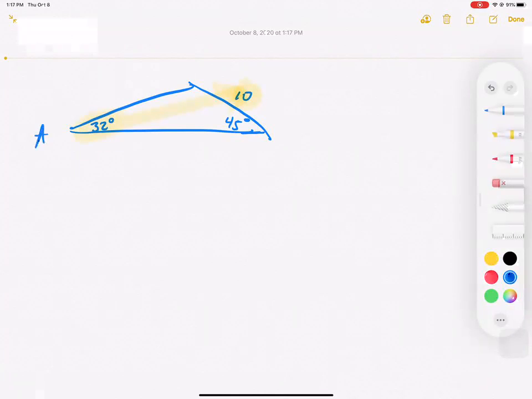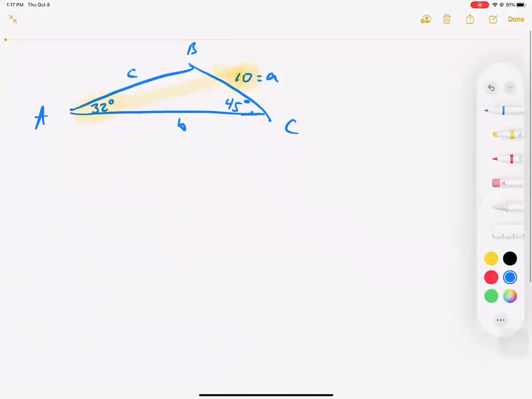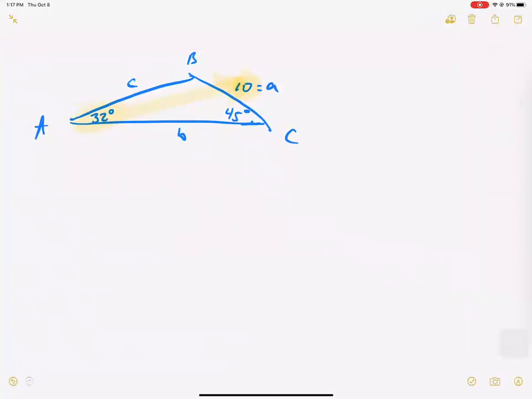Let's label the sides A, B, C, with little b being across from B, little c being across from C, and little a, 10, being across from 32. Just for us to have some easy naming convention. So the law of sines says this ratio is always true. The side over the angle is equal to the side over the angle. And you can do any of the mix between A, B, or C, as long as you set up this same proportion. A over sine A, B over sine B, C over sine C, the ratios will always be the same.